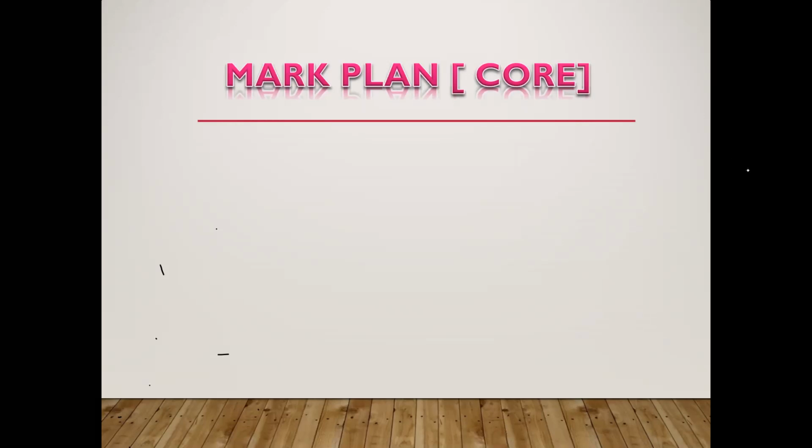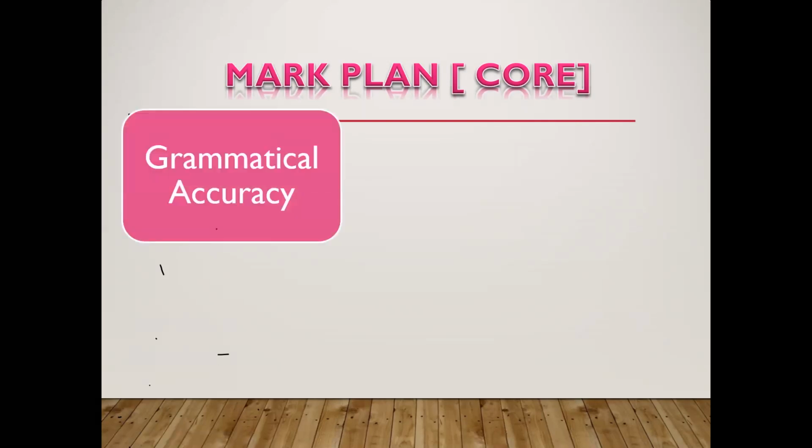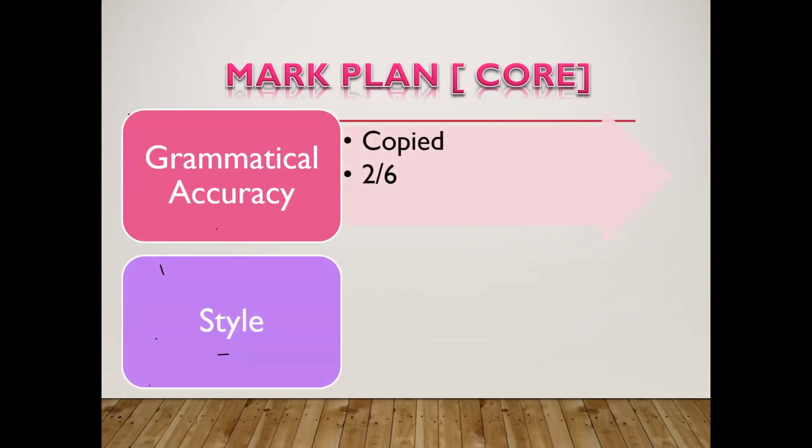Let's see the plan for the core. We are again looking for grammatical accuracy and style. If you are just going to copy, half of the marks go for the content. Sometimes you can get the content marks just by copying from the opposite page, but you're going to receive the mark for the content only. If you are just going to join using very simple words, you're going to receive 2 out of 6 for the language.